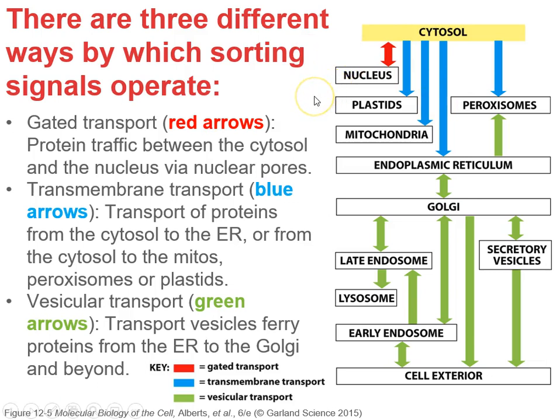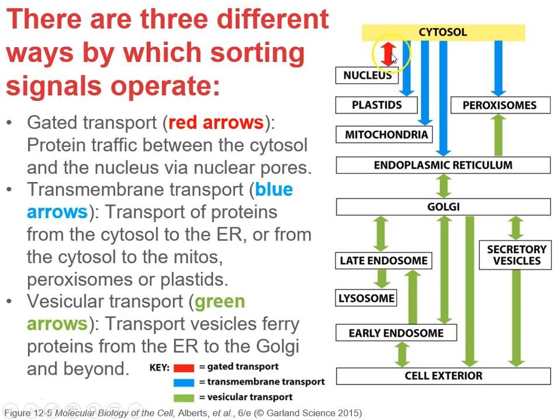So I uploaded to Sakai a Word document where I pasted this figure. And if we were in class, what I would do is photocopy this for you in color, and I would give it to you. And when we went through any of these sections, I would say, get this out and make sure you can remember where we are. We have different types of transport: gated transport, transmembrane transport, and vesicular transport. So we'll talk about all of these in turn.